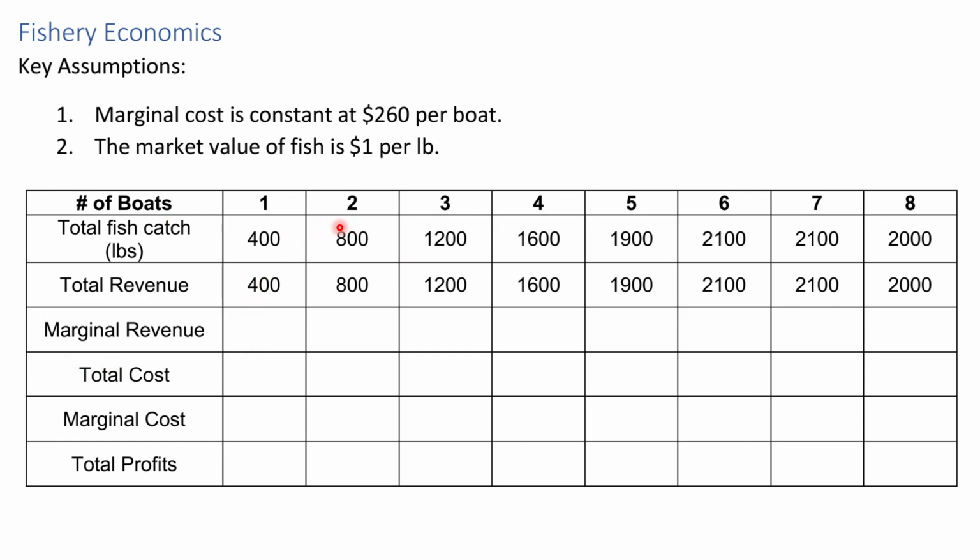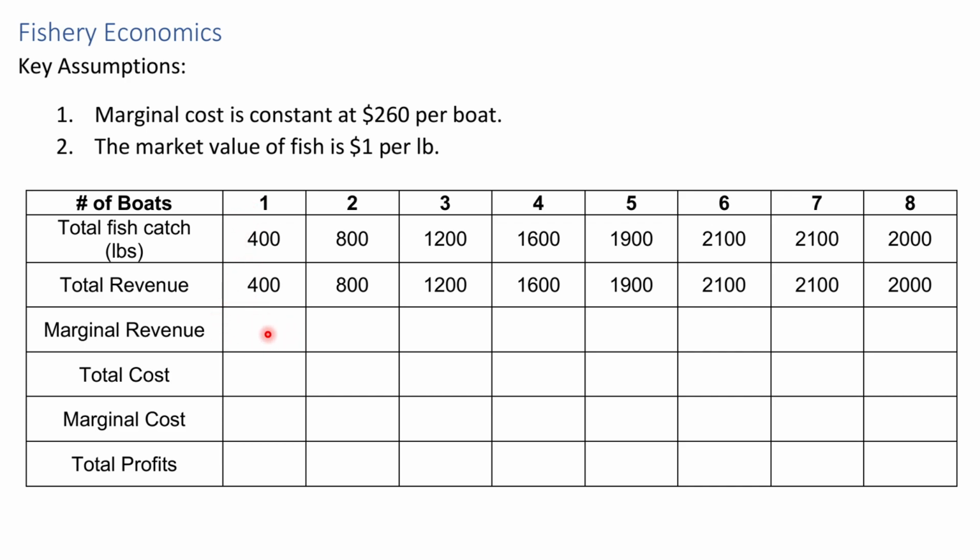Okay, the first two rows. First row, total fish caught, number of boats here. Right. Now total revenue is going to be the same number because we made the example very simple. The market value of fish is $1 a pound. Now to get marginal revenue, you just have to calculate how much more revenue this boat brought.